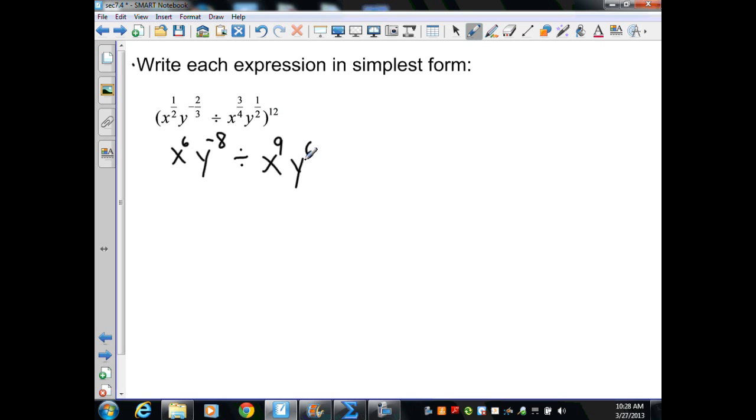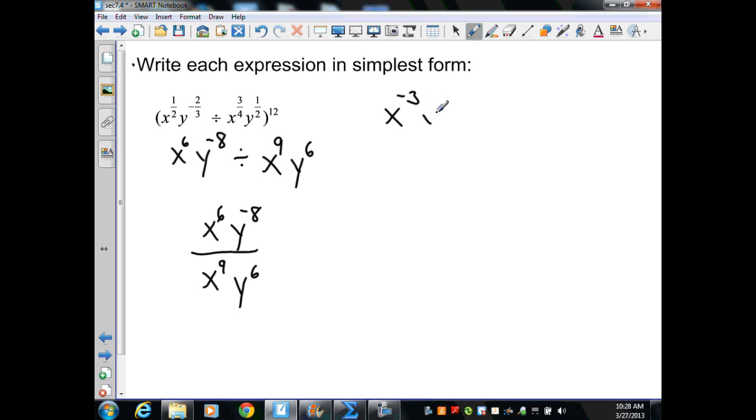Then I can write that as a quotient to help out. X to the 6th, y to the negative 8, over x to the 9th, and y to the 6th. Now I can apply the quotient property to my exponents, which means I subtract the exponents, the top minus the bottom, and rewrite it on the numerator, then decide if it's positive or negative. So therefore, my x, 6 minus 9 is a negative 3. It goes to the numerator. We decide later if it drops if it's negative.